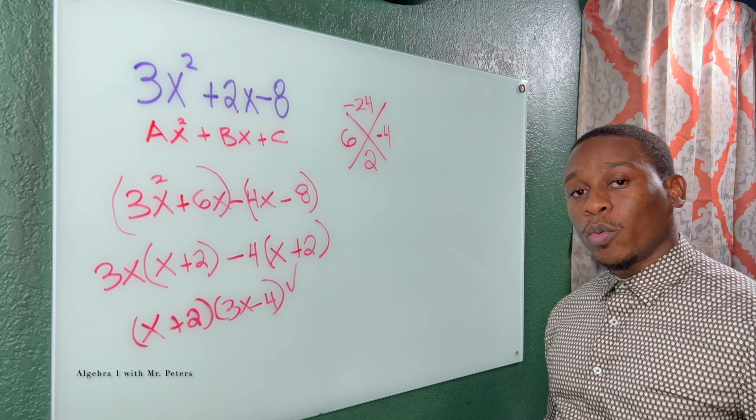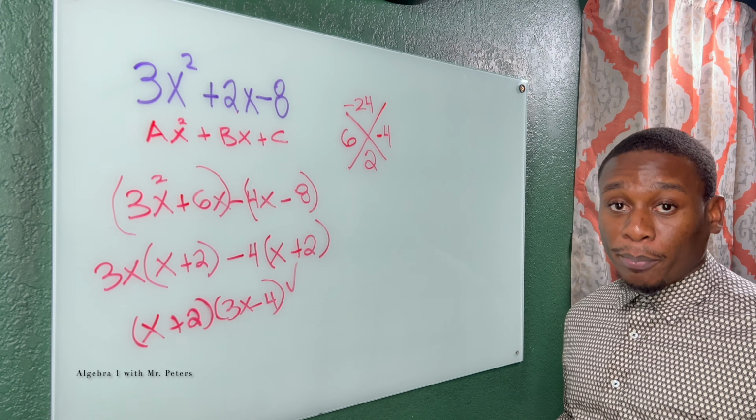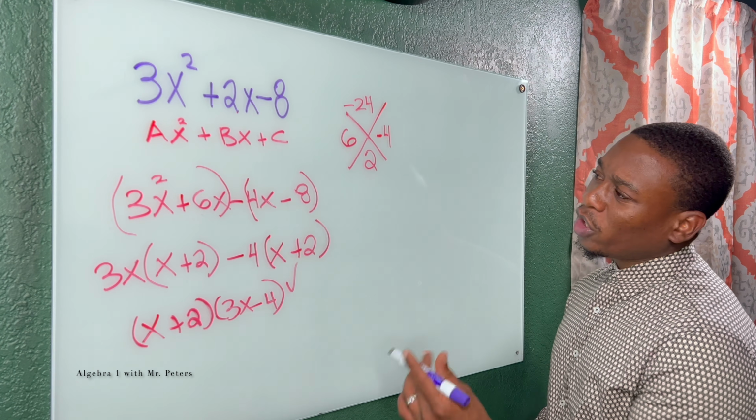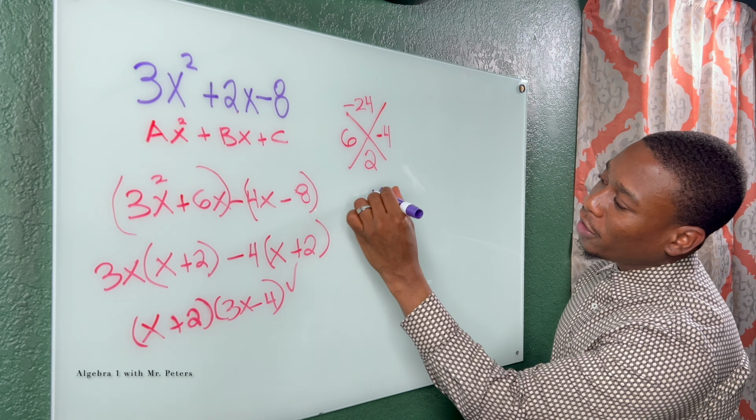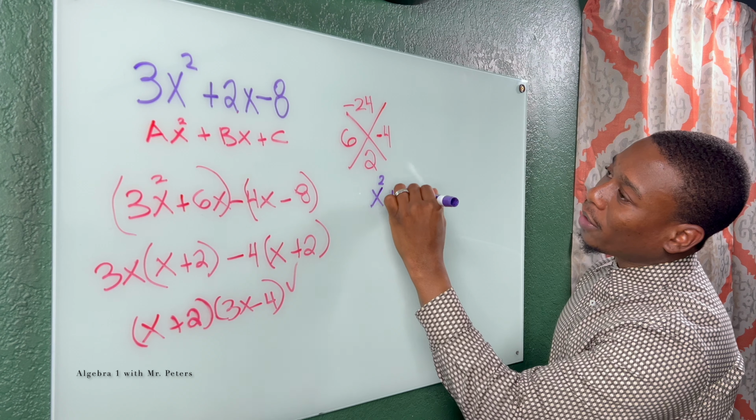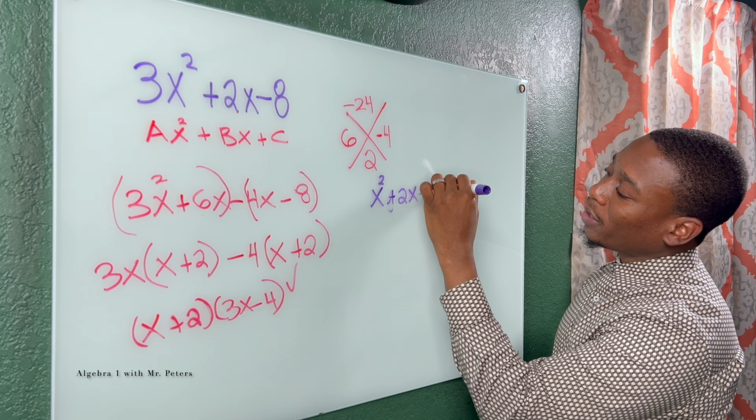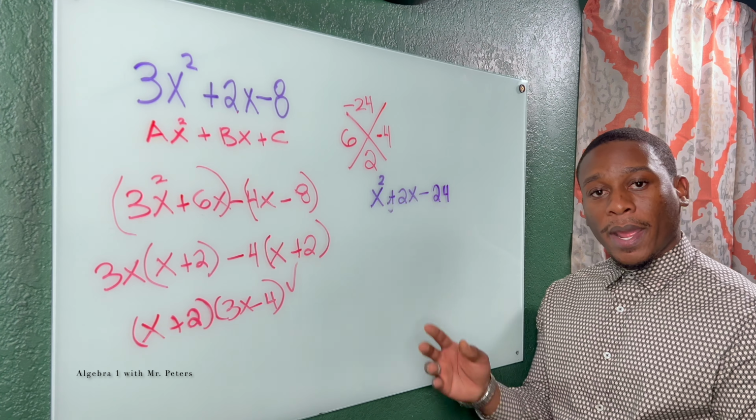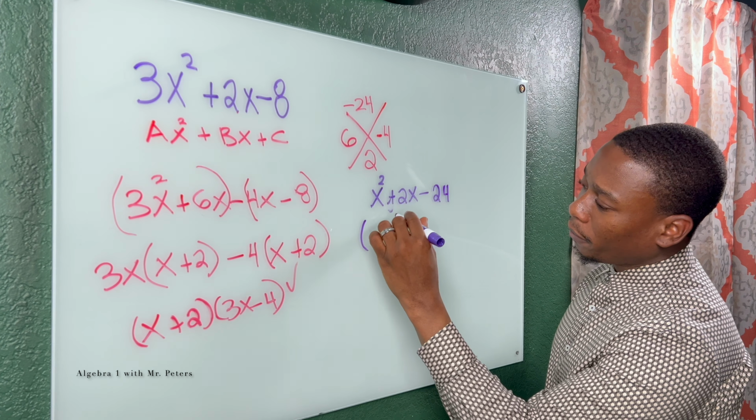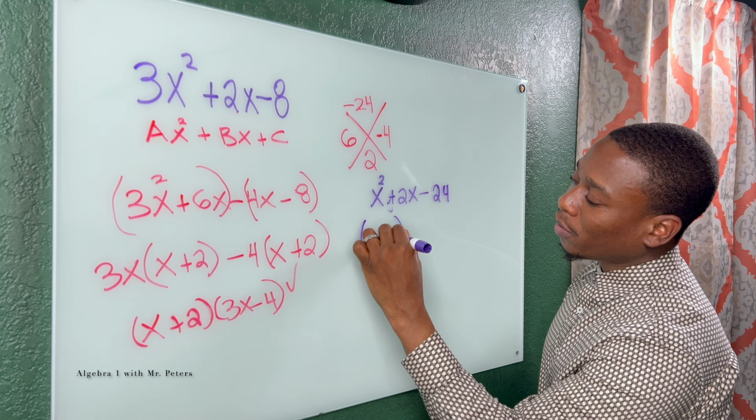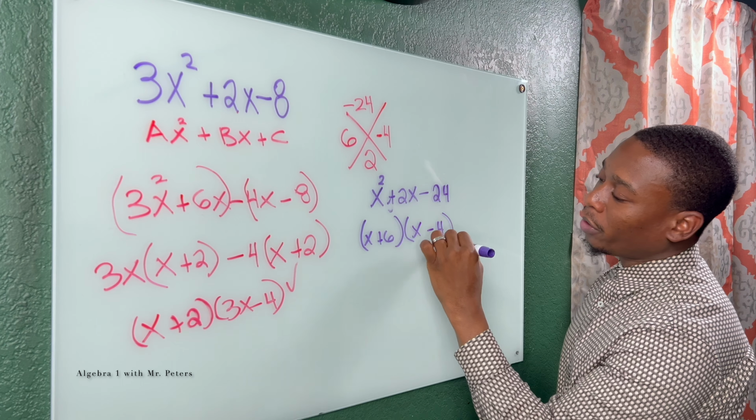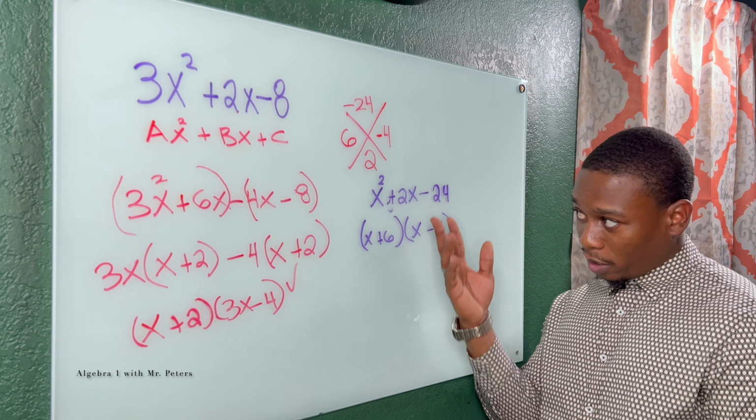The other way that we could do this, and this is another method that I personally like, is we could do the slip and slide factoring, which is basically the same thing. So we multiply a and c to get x squared plus 2x minus 24. So now we have a lead coefficient of 1 and we can just factor regularly, meaning we have x plus 6 times x minus 4. That's what would give us this trinomial.